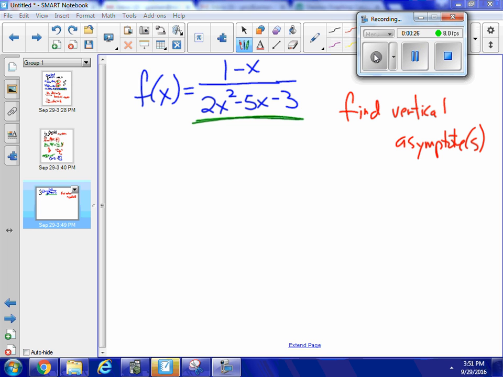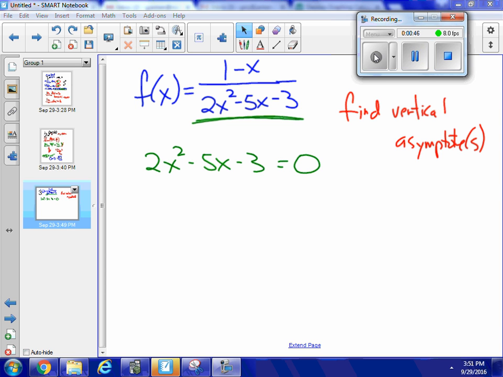Well, this is a quadratic. So I have 2x squared minus 5x minus 3, and I'm going to set it equal to 0. There's a couple of ways I can find out what that is. I can either factor it, or I can use the quadratic formula. I'm going to try factoring.